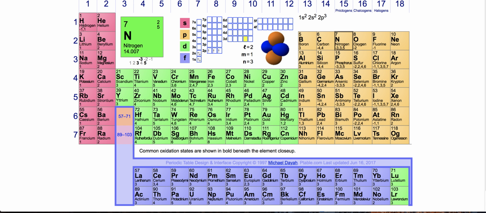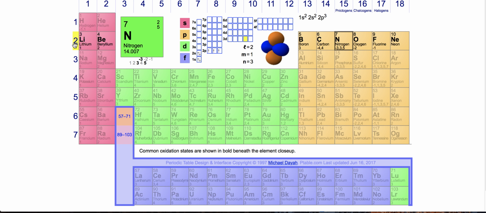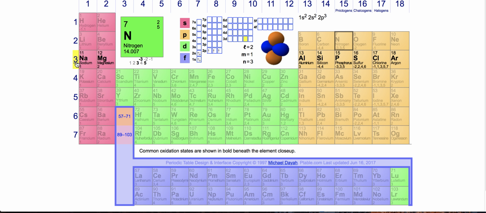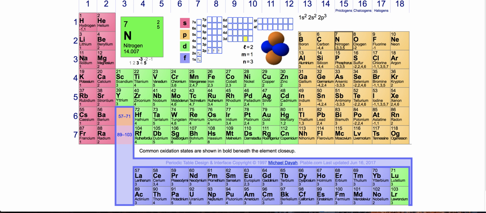So magnesium, 1s, 1, 2, 2s, 1, 2, 2p, 1, 2, 3, 4, 5, 6. Into the third energy level, 3s, 1, 2. So the electron configuration for magnesium should be 1s2, 2s2, 2p6, 3s2. And there it is, 1s2, 2s2, 2p6, 3s2. And there's the orbital diagram for the whole deal right there.